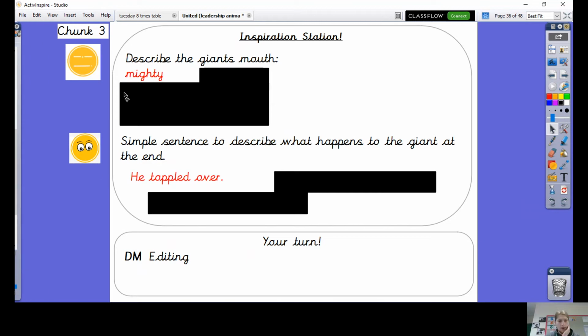Okay. So to start with, I would like us to come up with some words to describe the giant's mouth, or the anteater's mouth. Okay. And I just thought of one here, mighty, which is quite a nice one. I thought it's quite fitting to the ants anyway. It's very strong, it's very big, it's very powerful. And that's quite a nice word to sum all of those up. Right, so pause the video and come up with some more words to describe the giant's mouth, please.